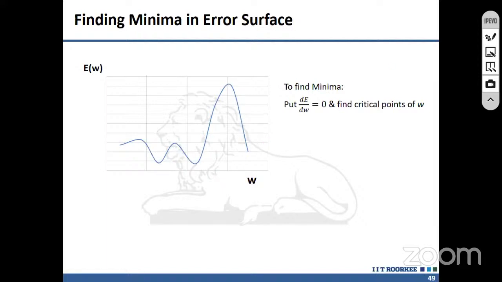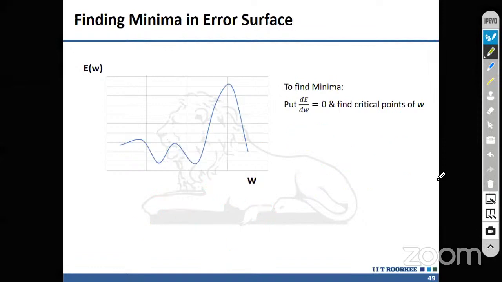So what we want is the W value in which we get the minimum point. This is the curve, the equation of this error surface with respect to this W1.